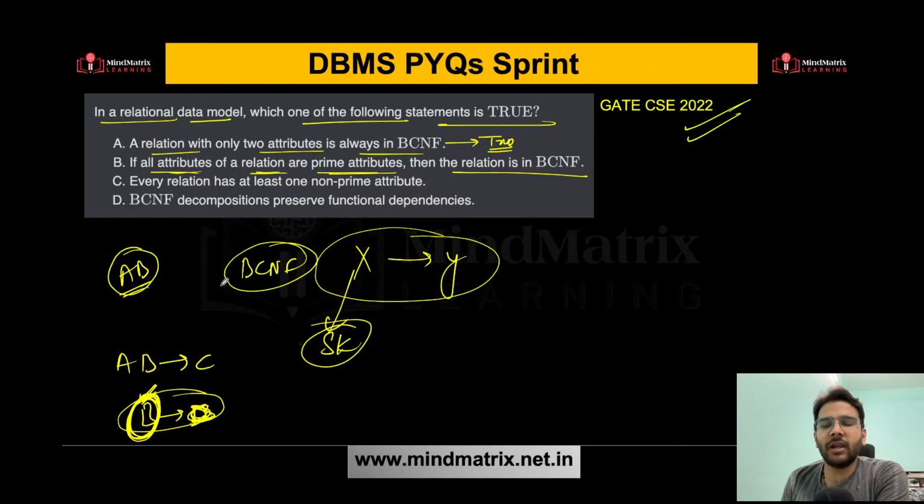The point is very simple. X has to be a super key. The LHS has to be a super key. Then only we can say the relation is in BCNF, right? So this is false here.